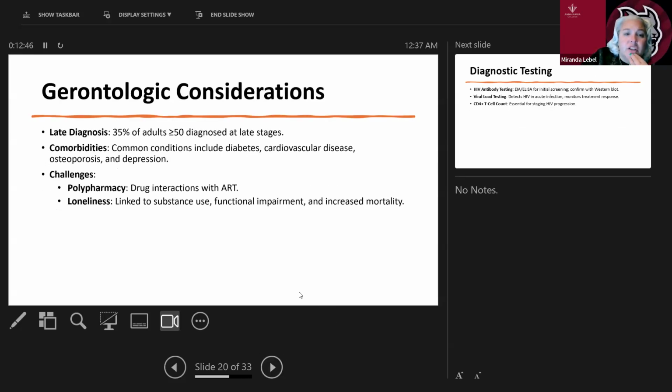There are also gerontologic considerations. So 35% of adults get diagnosed at late stages. Common conditions include diabetes, cardiovascular disease, osteoporosis, and depression. And the challenges would be polypharmacy, so these drug interactions with ART, and then loneliness. This is likely linked to substance abuse, functional impairment, and increased mortality.